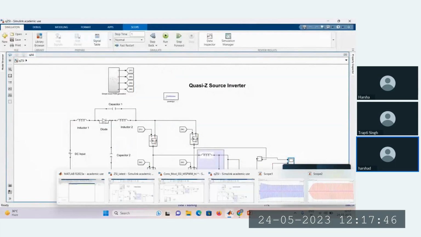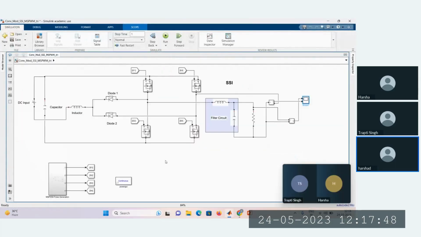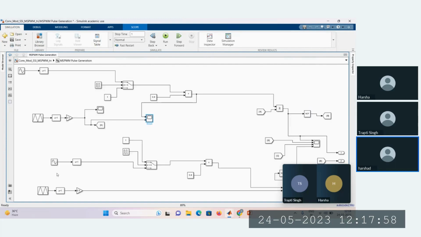Similarly, I have also designed a split source inverter. For this split source inverter, I have used quite a complex pulse width modulation technique. In this technique, I have used a sine wave as a reference wave and a triangular wave as a carrier wave. For half a time period, I am providing a sine wave as a reference wave, and for the second half of the time period, I am providing a constant wave as a reference wave.